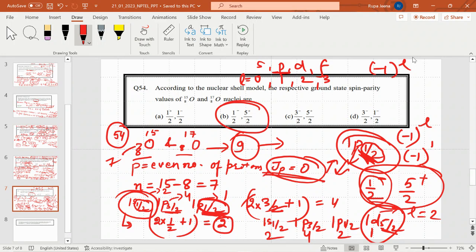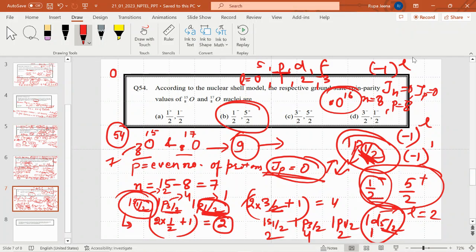This is a very easy question, and these questions are frequently coming in GATE. Oxygen 16, like this, 8O16. For this one, you can see N is 8, P is 8. So both will give 0. So the total angular momentum will be 0.